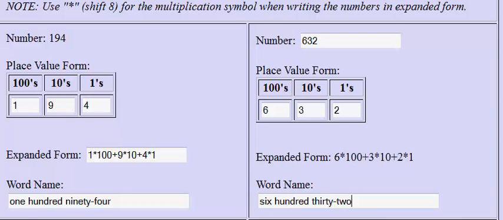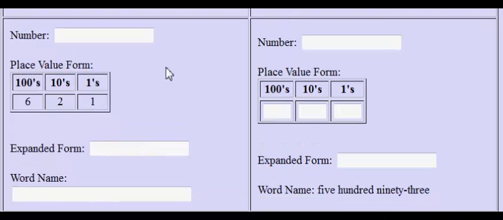I'm going to scroll down and look at a couple more examples. In this example, it's the place value form that's given, giving me that I have 6 100s, 2 tens, and 1 unit. Or if you like base blocks, that's 6 flats, 2 rods, and 1 unit. So the digit 621 in number form would be written like this, 621.